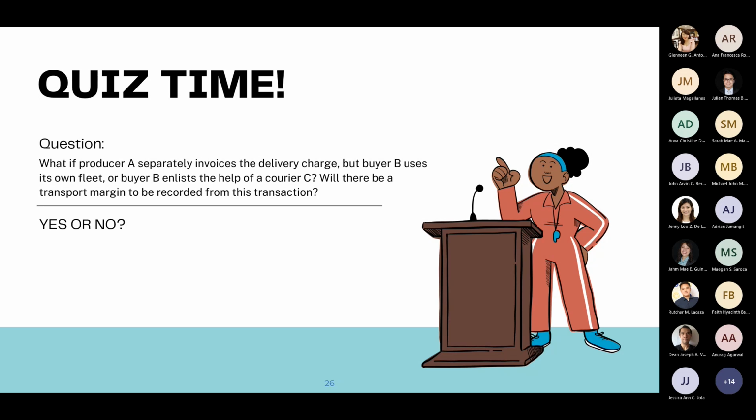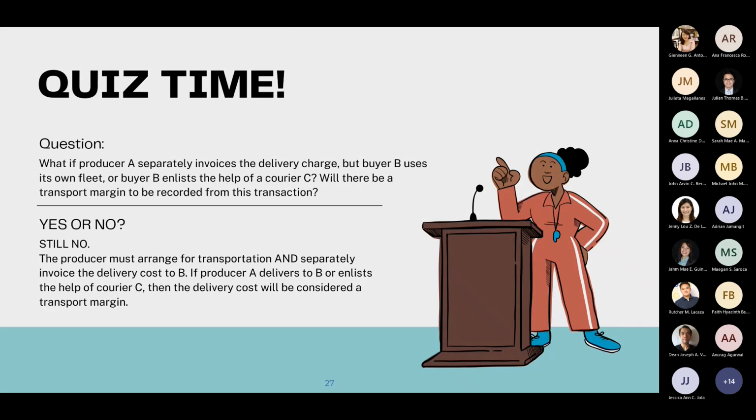Okay. So I think, please correct me if I'm wrong, I think no one got the right answer. It's still no. The producer must arrange for transportation and separately invoice the delivery cost to B. So if instead producer A delivers to B or producer A enlists the help of courier C, then the delivery cost will be considered a transport margin. Okay? Sorry guys, sorry girls. So no prize for this one.